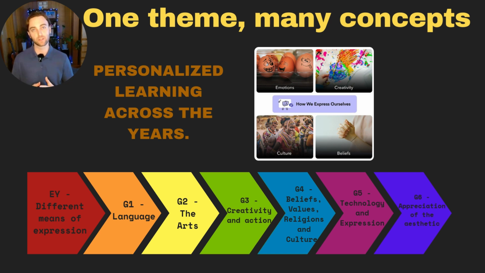Grade 2, they might focus on the arts. Grade 3, creativity and action. How creativity can help you to take action when there's a problem. Grade 4, we're getting a little bit more into our values and beliefs and culture. And then grade 5, technology, how technology helps us express ourselves. And maybe in grade 6, you'd look at aesthetics and what makes something look good.